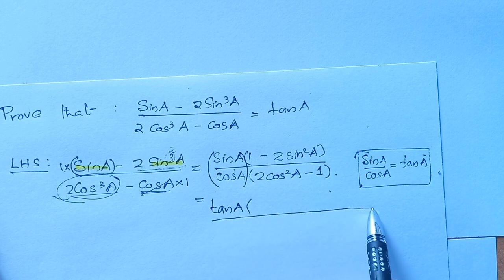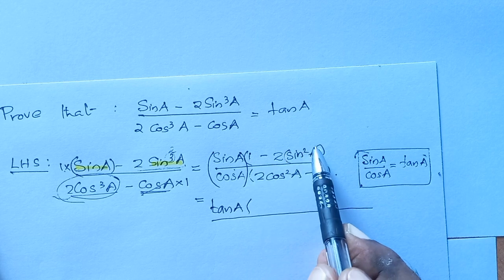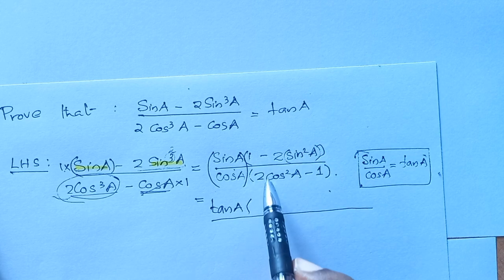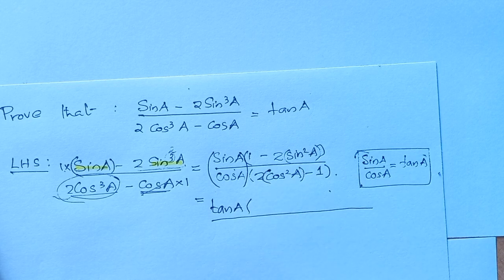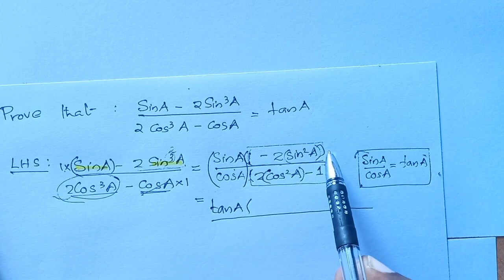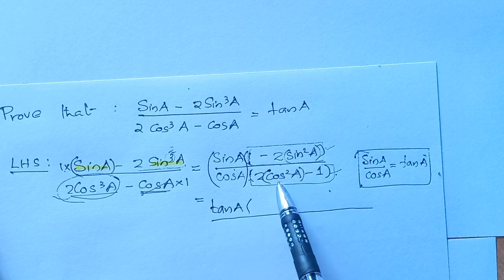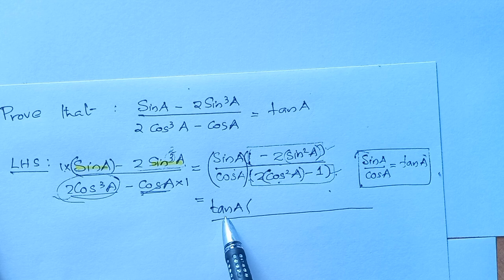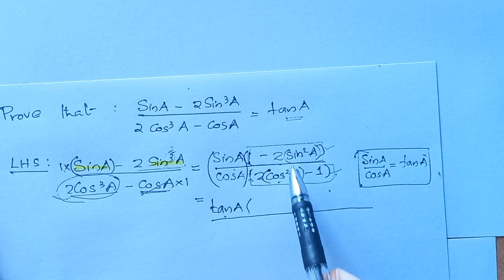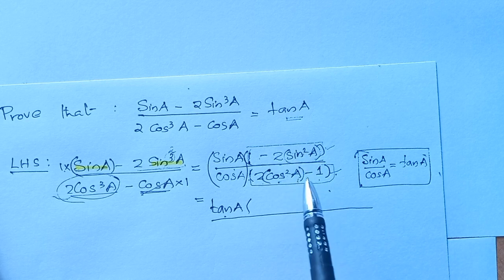into, now look at this. Here you have sin square a and here you have cos square a. If you are able to make both of these terms equal, they can be cancelled and the result will be tan a. That is our required portion. So how do we make these two terms equal? 1 minus 2 sin square a and 2 cos square a minus 1. How do we make both of these terms equal?